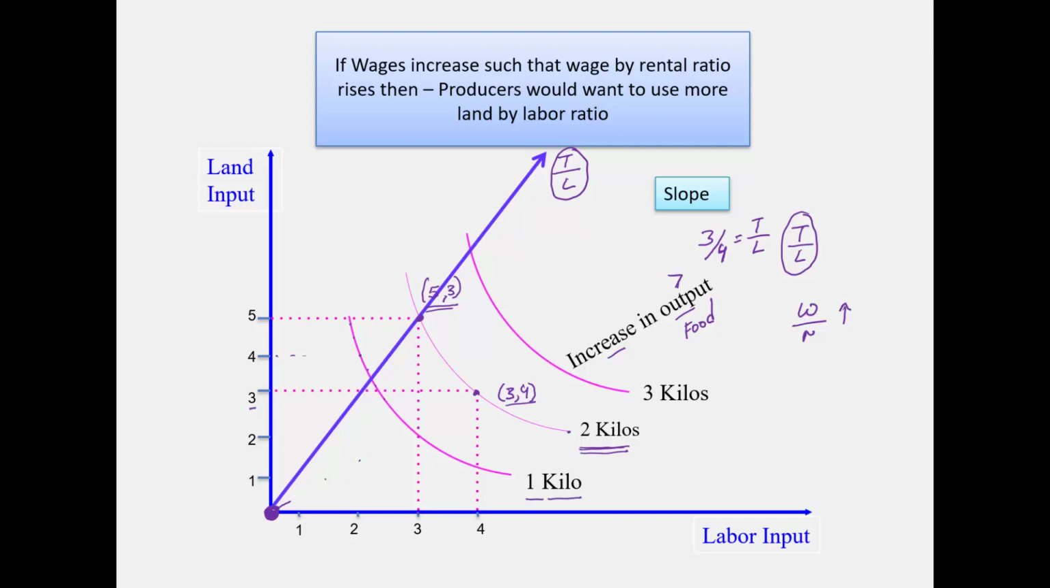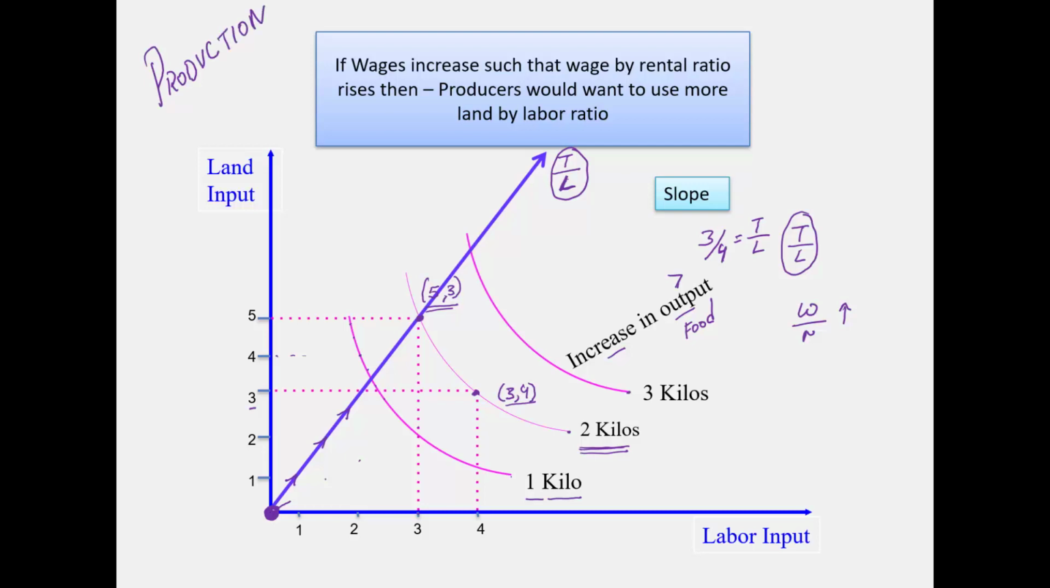And again, the slope is the T by L ratio. And the further away you are from the origin, more food is being produced. So this is how we define the production process. And these are very similar to your indifference curves. These curves are giving us combinations of the two inputs that produce the same level of output. All right, so this is our production process.